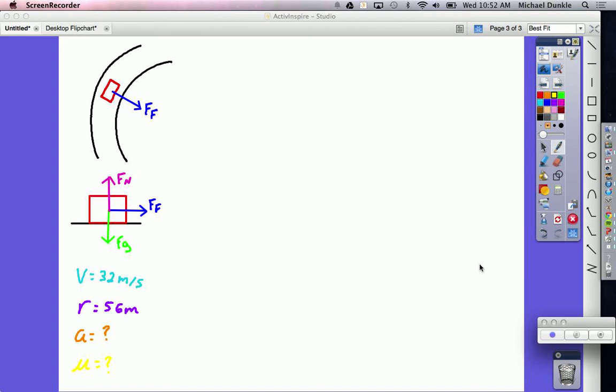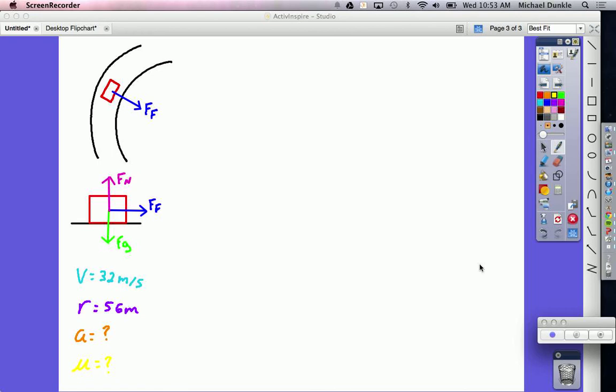Second problem in the gravity and uniform circular motion worksheet that you have. This problem is a car going 32 meters per second rounds a curve with a 56 meter radius. We're going to find the car's centripetal acceleration, and we're going to find the minimum coefficient of static friction required between the tires and the road before the car would start to slide.